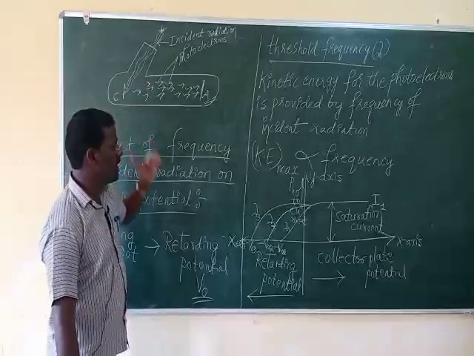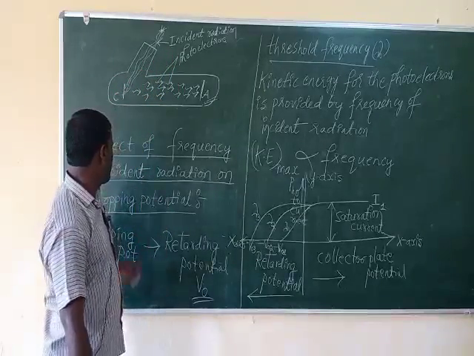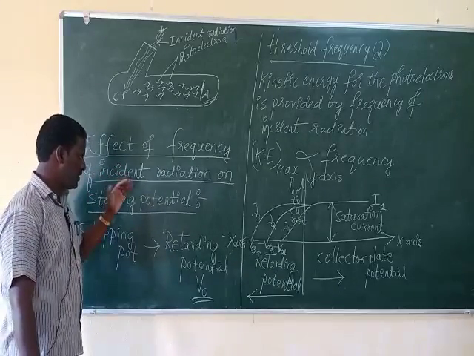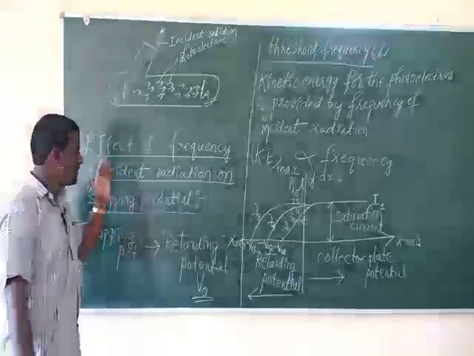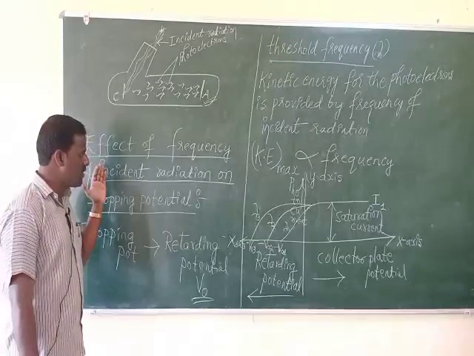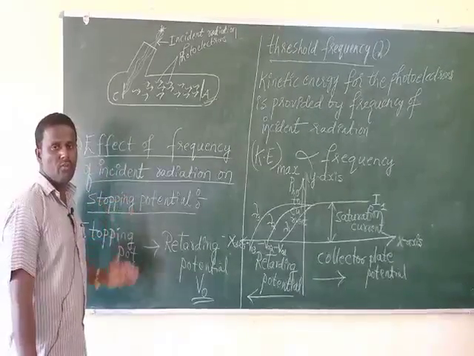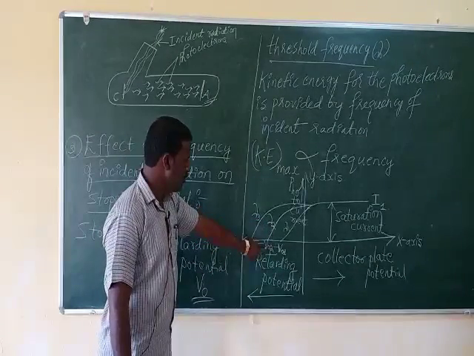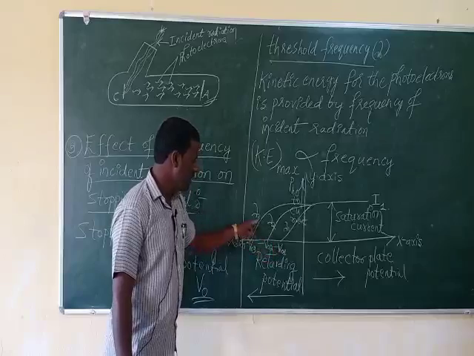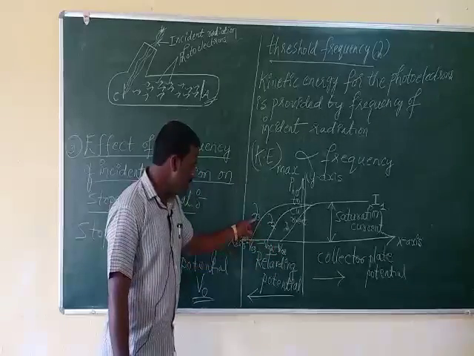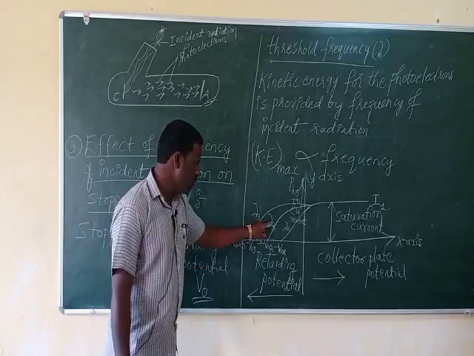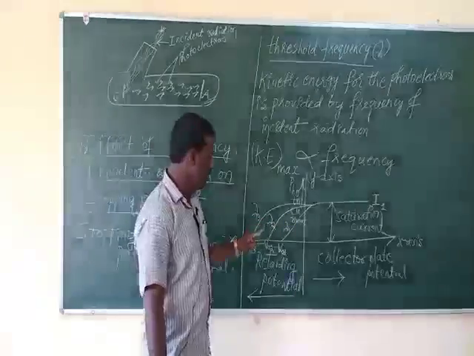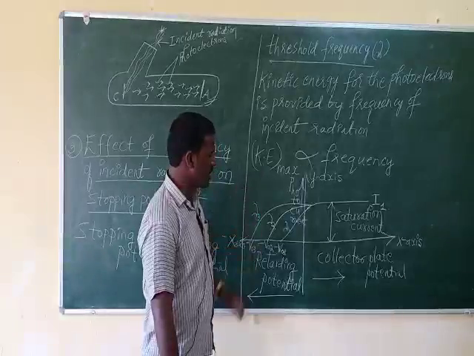So this is what I am telling. Your frequency of incident radiation depends directly on stopping potential. So as the value of frequency is more, stopping potential is also more. So you can see nu 3 V03, nu 2 V02, nu 1 V01. Here nu 3 is a higher value compared to nu 2 and nu 1. nu 1, nu 2, nu 3 frequency. So this is the graphical representation.